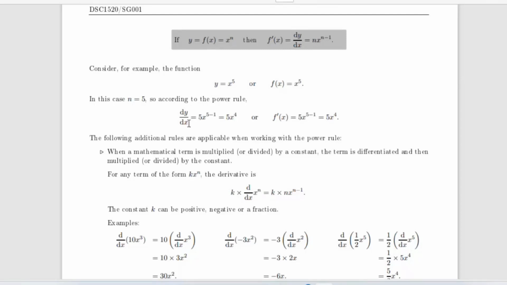Here they say dy by dx, the derivative of y with respect to x, meaning we're differentiating y with respect to x. Y equals x to the power 5. We take that 5, we bring it in front, and then to the exponent, we subtract 1. We end up having 5x to the power 4. We have differentiated, we are done. You can write it in this way or in this way.